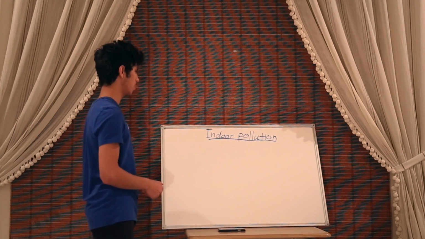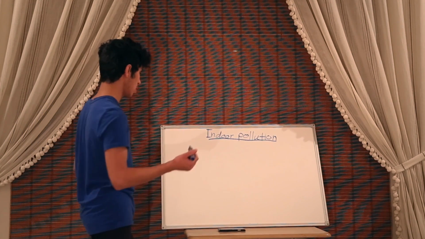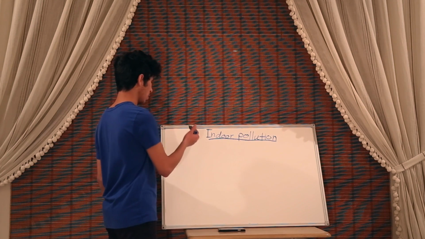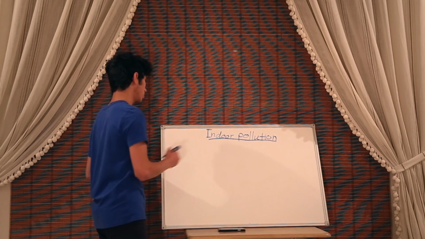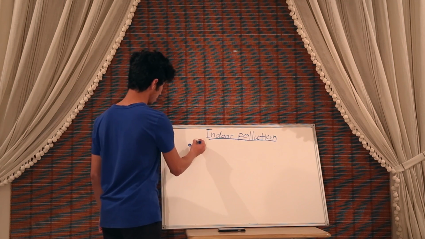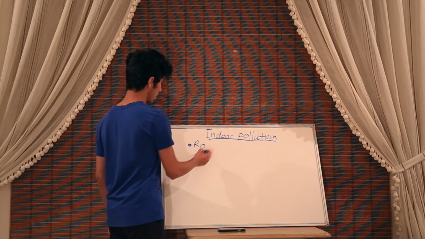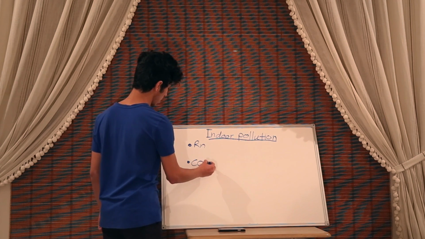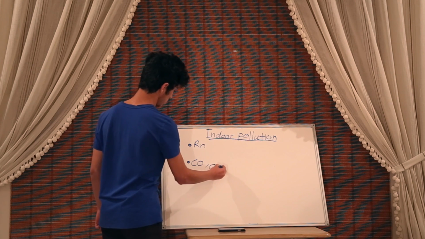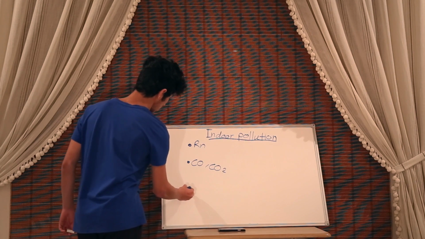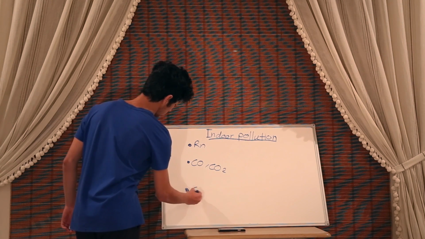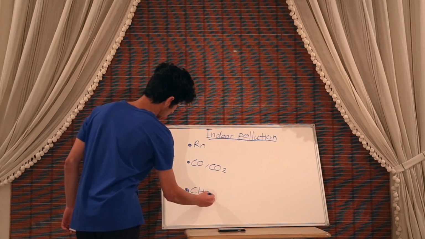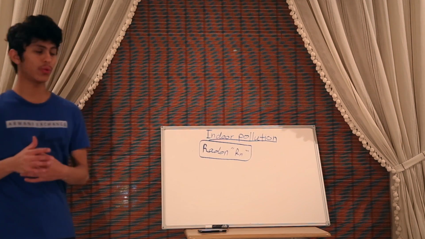Today I'm going to talk about indoor pollution. We will go over three common pollutants. The first one is radon, the second type is carbon monoxide and carbon dioxide, and the last one is formaldehyde, which is CH2O. We will talk about the radon.